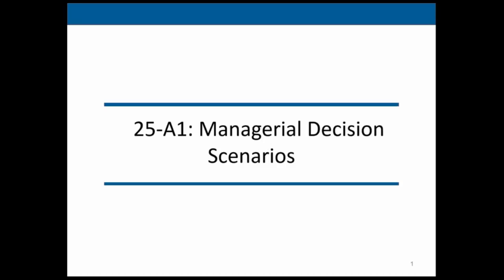Hello, in this lecture we're going to continue on chapter 25 and we're going to continue with managerial decision scenarios. So we're going to keep in mind our themes, which are that we're going to compare the relevant costs of any types of decisions, and we're going to include the costs that are relevant, including opportunity costs, and we're removing costs that are not relevant, including sunk costs.